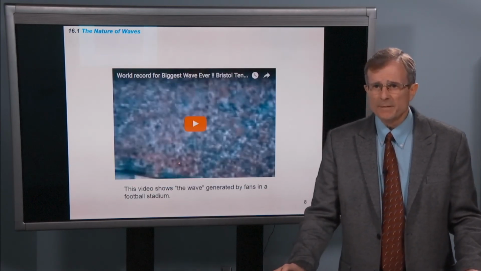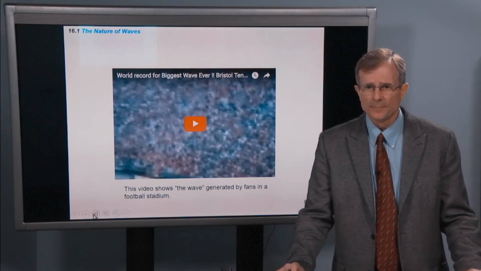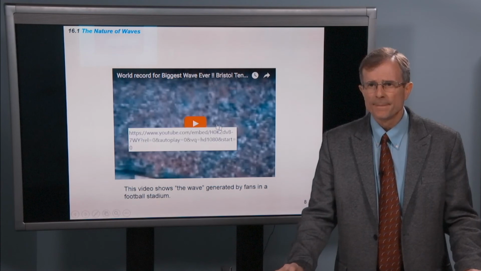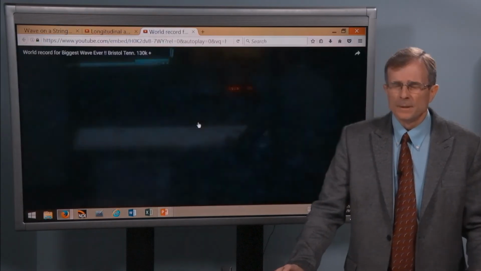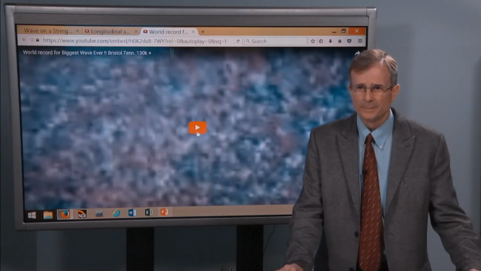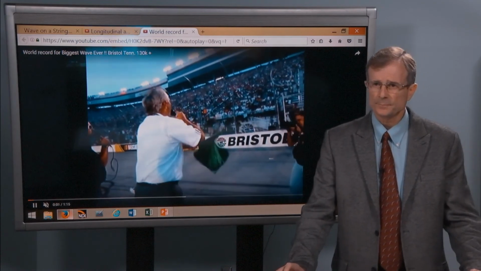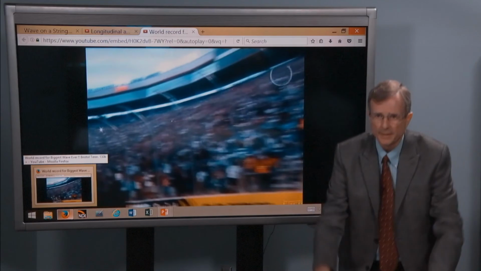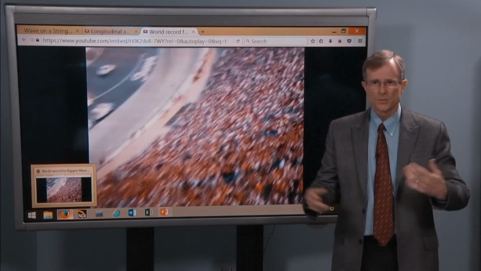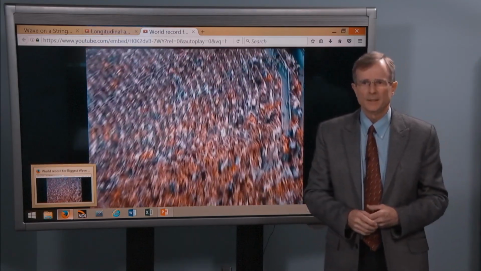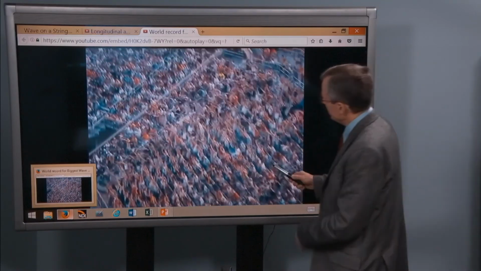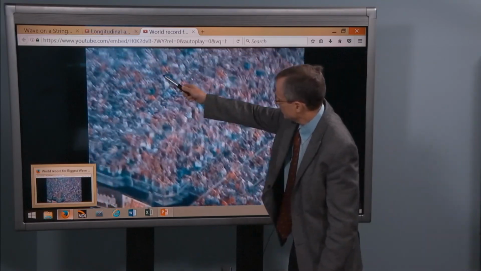So what kind of a wave is this one? We call this the wave. This is where fans stand up, raise their hands, and then sit back down in the football stadium. This is a world record on the so-called wave. You can see the direction of propagation of the wave is this way. It's the direction the wave is moving.